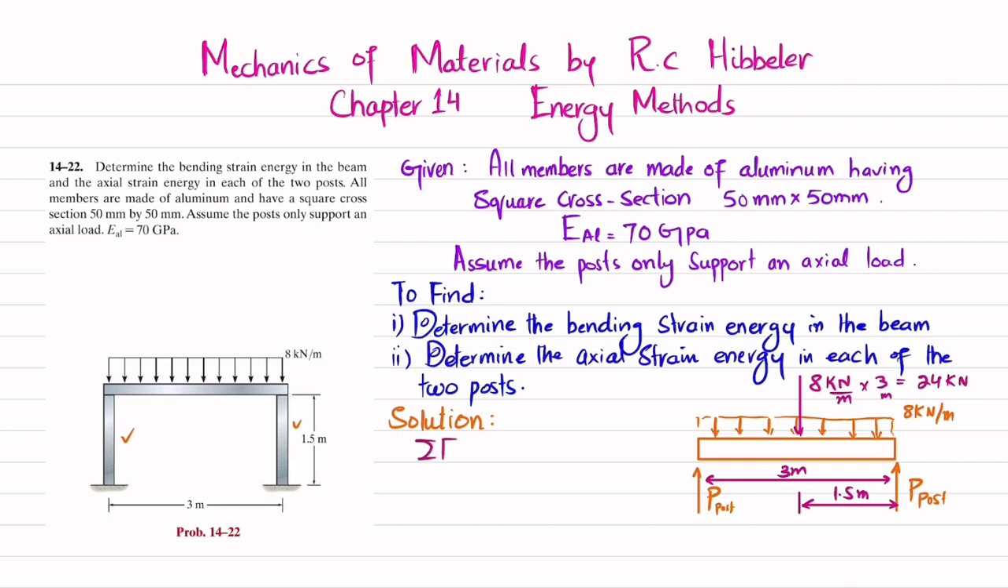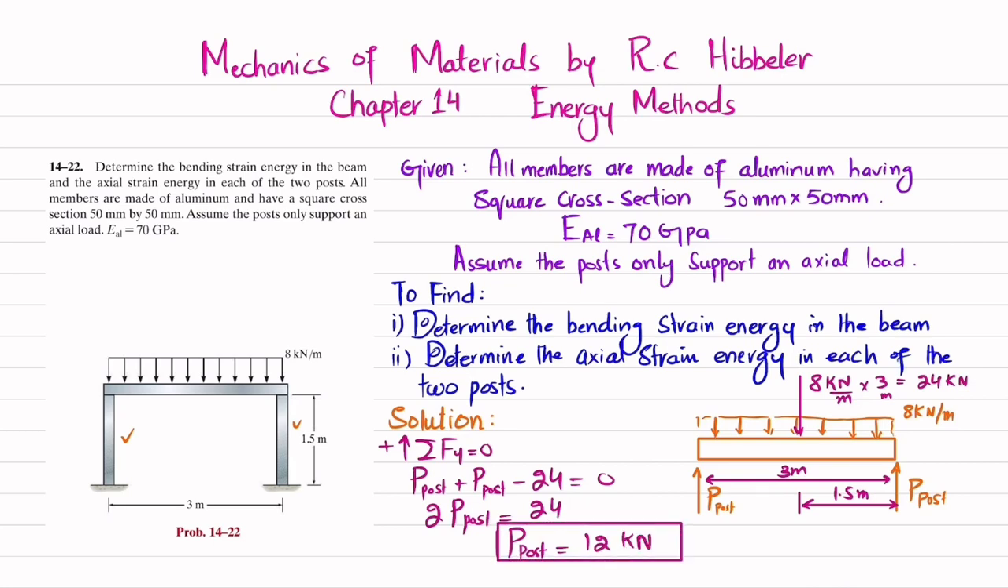Now we will apply the equation of equilibrium. You can see the sum of all forces along y direction must be equal to 0, and upward force is taken as positive. So P of post plus P of post minus 24 is equal to 0, where P of post is the load that this post applies on this beam. So 2 times P of post is equal to 24. It means that each post applies a 12 kilonewton load on this beam.